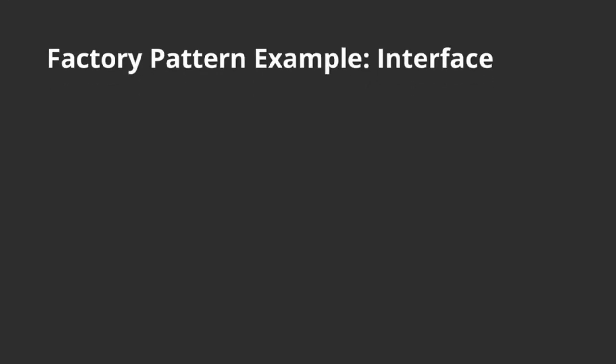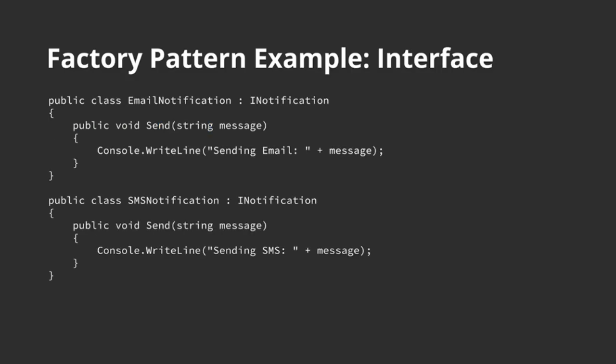To implement the factory pattern in C# for a notification system, you start by creating a public interface called iNotification. This interface will include a method called send, which takes a message as a parameter. Then you move on to the next step, creating two derived classes that inherit from the iNotification interface. One derived class will handle email notifications and the other will manage SMS notifications. Each of these derived classes implements the send method, which outputs the notification to the console.